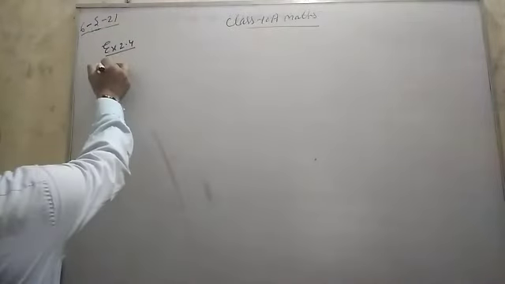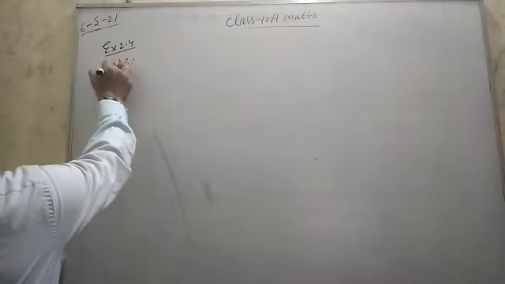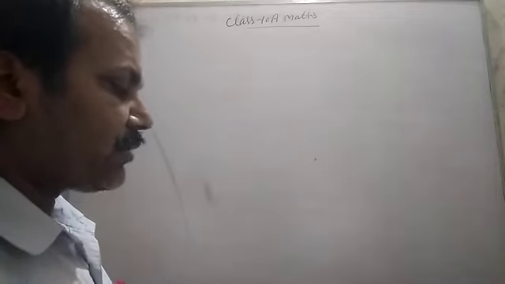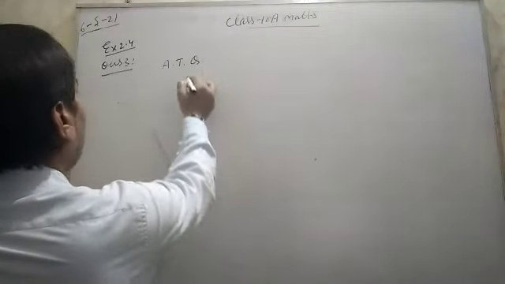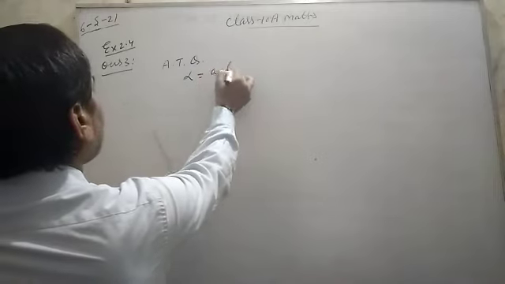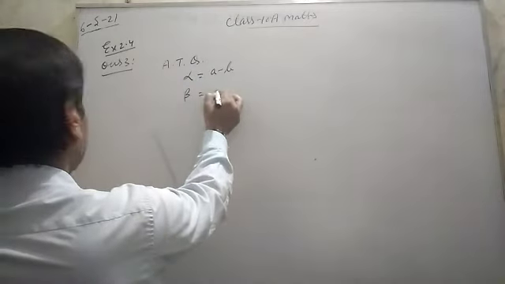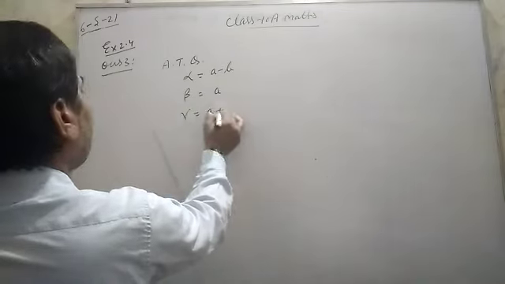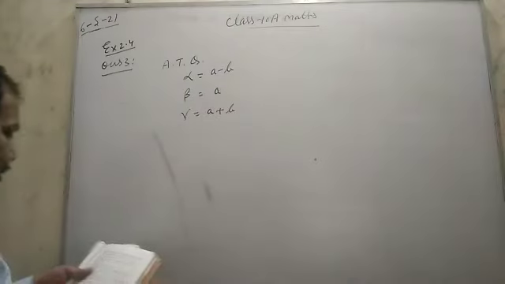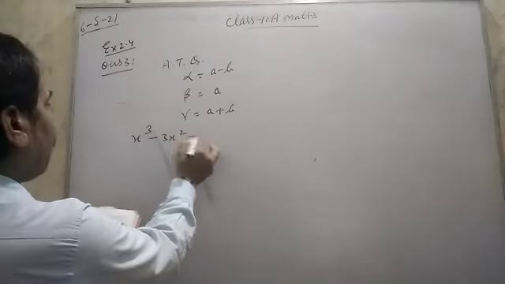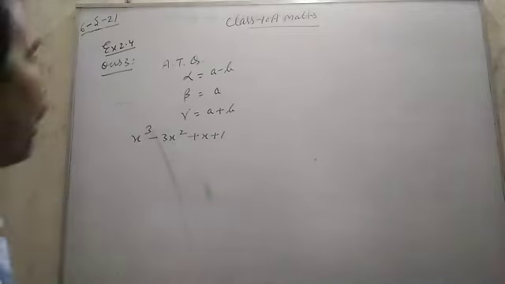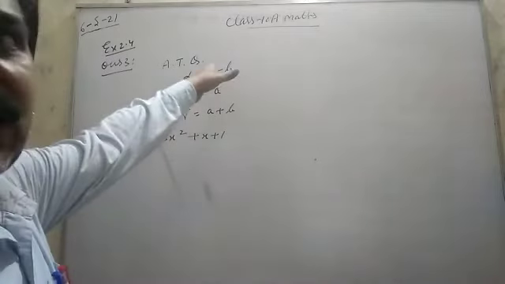So question number 3 now. If the zeros of the polynomial are a minus b, a and a plus b, find a and b. So according to the question, suppose alpha is equal to a minus b, beta is equal to a and gamma is equal to a plus b. And the polynomial is given as x cube minus 3x square plus x plus 1.